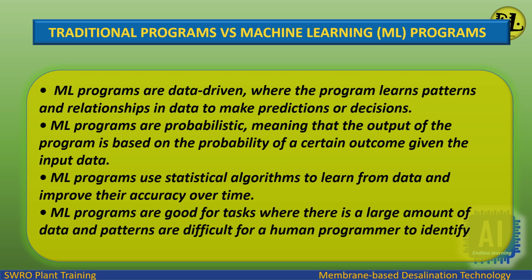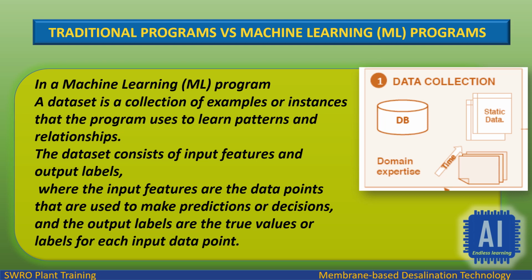human programmer to identify. In a machine learning (ML) program, a dataset is a collection of examples or instances that the program uses to learn patterns and relationships. The dataset consists of input features and output labels, where the input features are the data points that are used to make predictions or decisions, and the output labels are the true values or labels for each input data point.